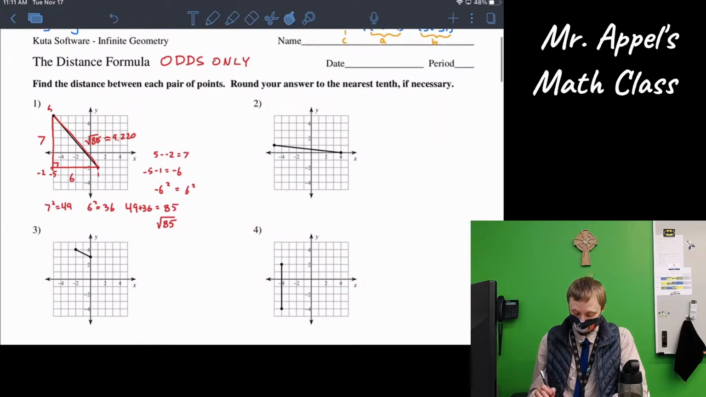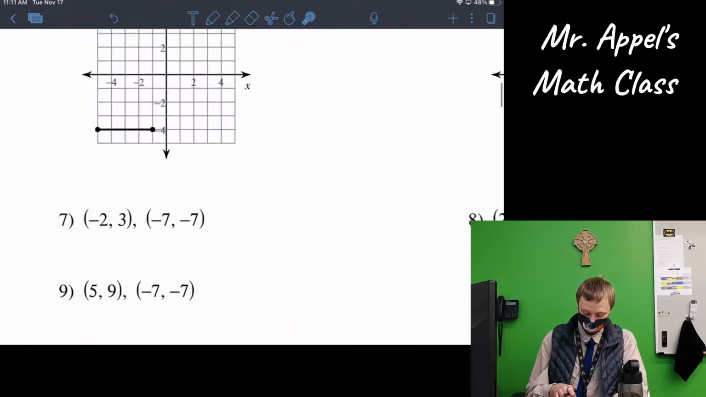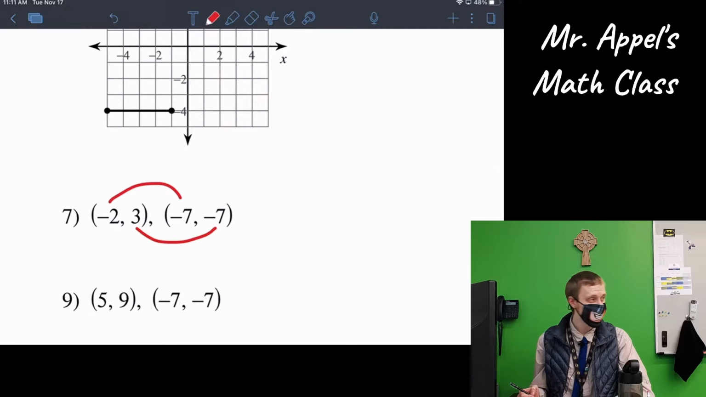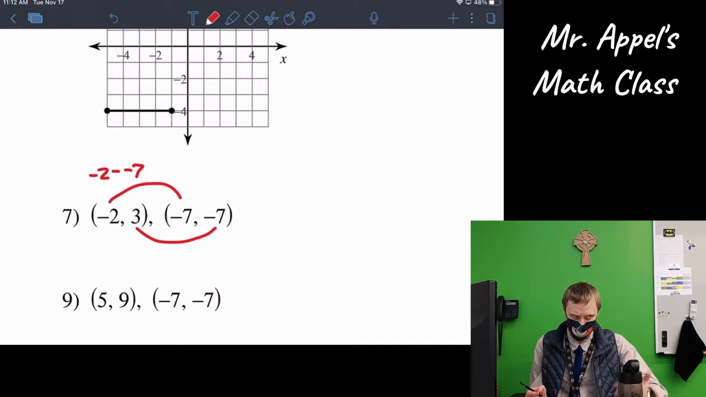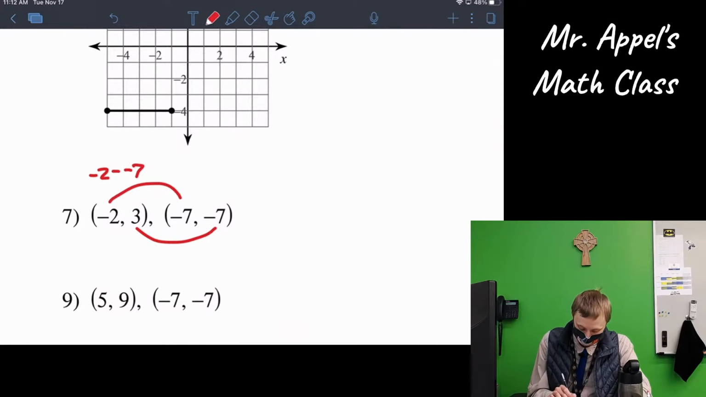Okay, then let me say a little bit more on these ones here where they only give you the coordinates. You're matching them up. So I would look at it like this. Grab the x's and the y's and just pair them up like that and subtract them. All right, so -2 minus -7, negative, same as plus. So -2 plus 7 would be 5.